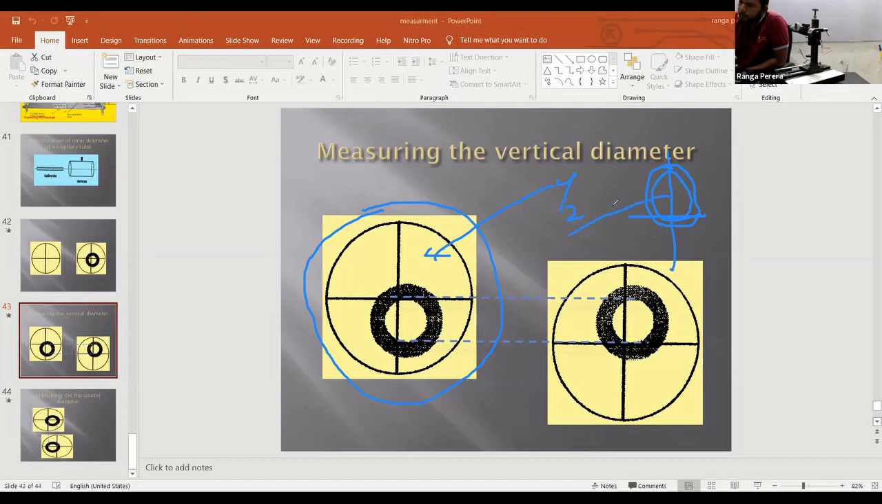Draw this one like that. That is enough. Y1. Don't take much time because we have to discuss the triple beam balance also. So Y1, sorry, Y1. The reading is Y1.